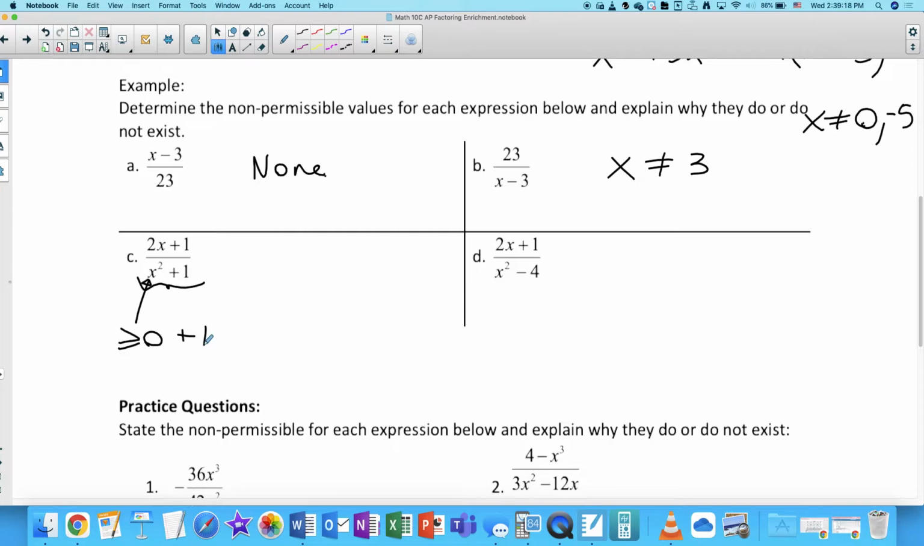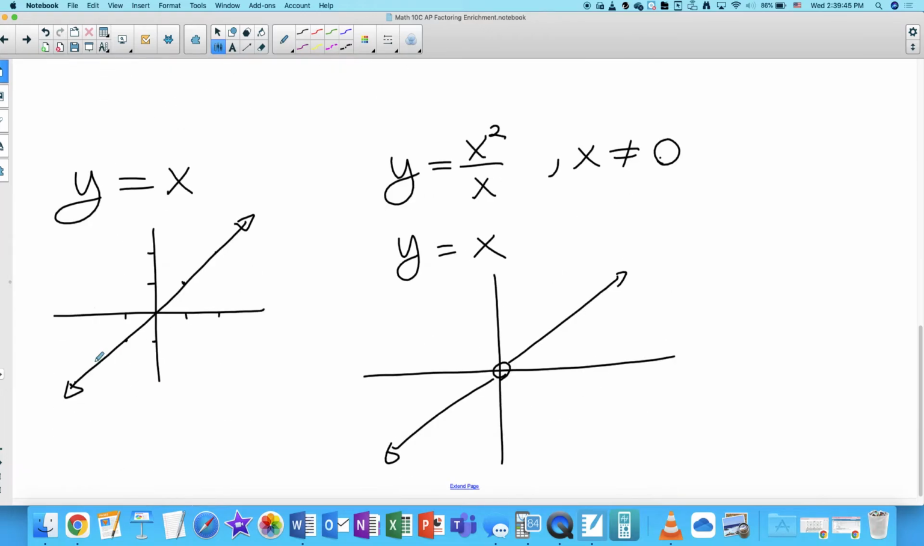This must be positive. A positive number plus 1 is a positive number. Is there a point to determining the non-permissible value other than just for funsies? The answer is yes, and it has more to do with what we're looking at here.